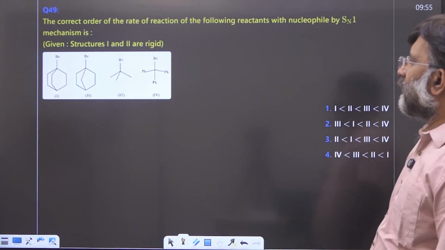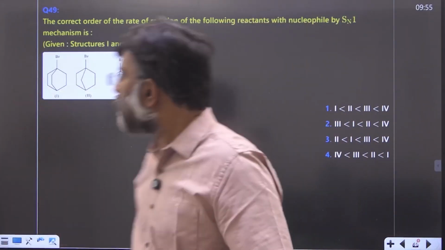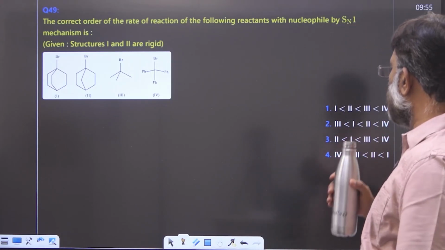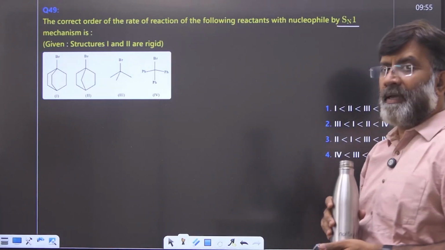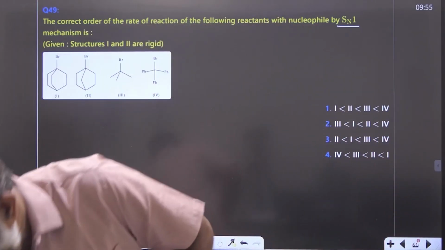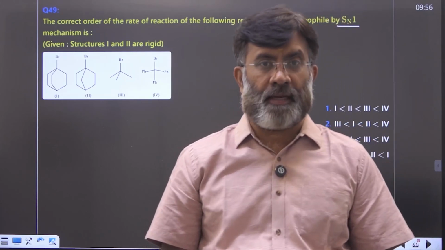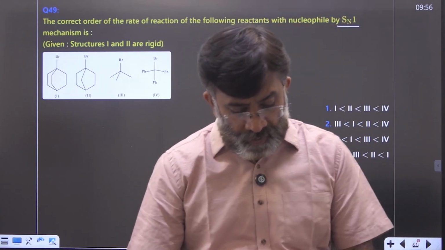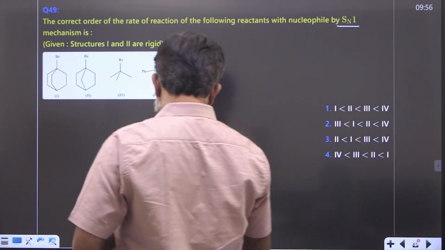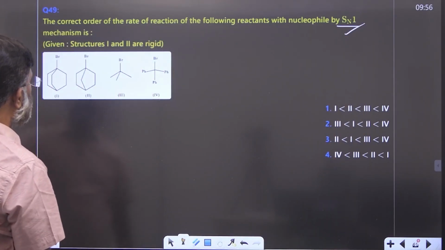49. The correct order of rate of reaction with a nucleophile by the SN1 mechanism. SN1 mechanism means it undergoes a carbocation mechanism, isn't it? So we have to check the relative stability of the carbocation, since it is mentioned SN1 mechanism. Let us verify the stability of the carbocation.